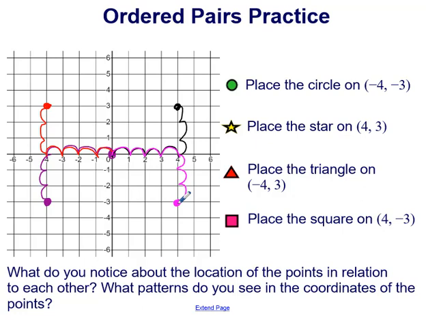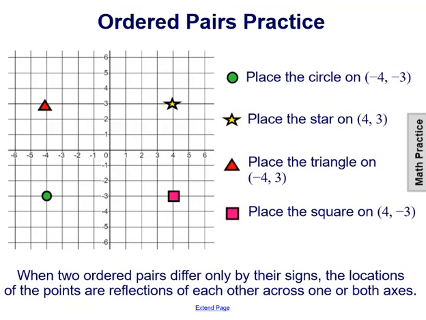And these 4 points specifically, something interesting happens when you graph them. You should start to notice something about the location of the points in relation to each other and maybe see some patterns. You might even be able to see the patterns if you just look at the coordinates themselves, but then visually you can see what's special about them on the graph. So if we actually move our circle, triangle, star, and square, you can see that when two ordered pairs differ by only their signs, the locations of the points are reflections of each other across one or both axes.